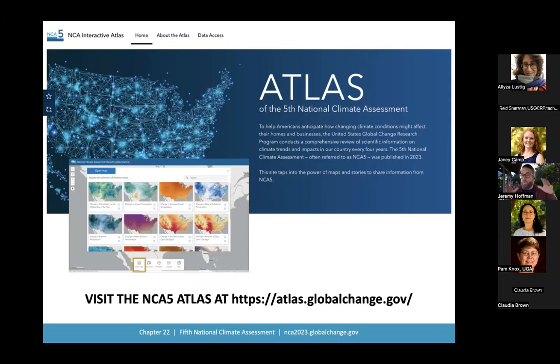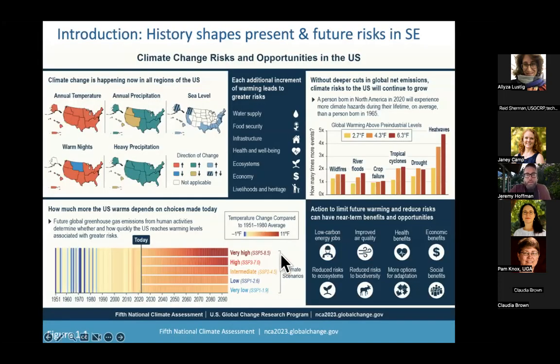Please, and especially if you are a teacher, this could be very, very important to developing class-related investigations that would lead to the same kinds of conclusions that we end up reporting in our chapter narrative. So please, atlas.globalchange.gov, take a look around. You can fly around the country looking at a variety of different climate impacts and their associated climate warming levels.